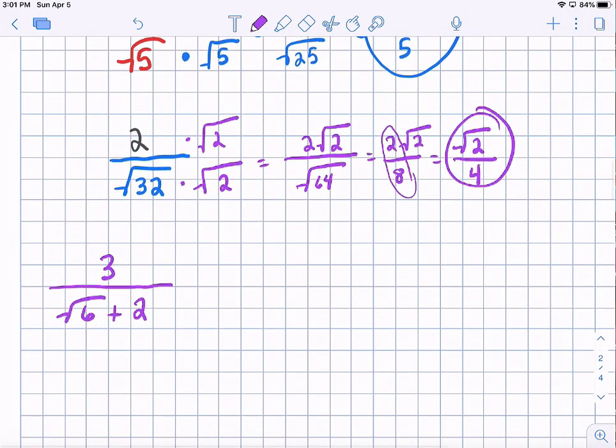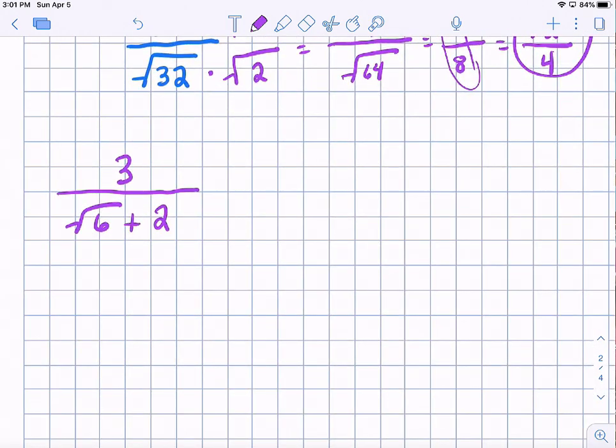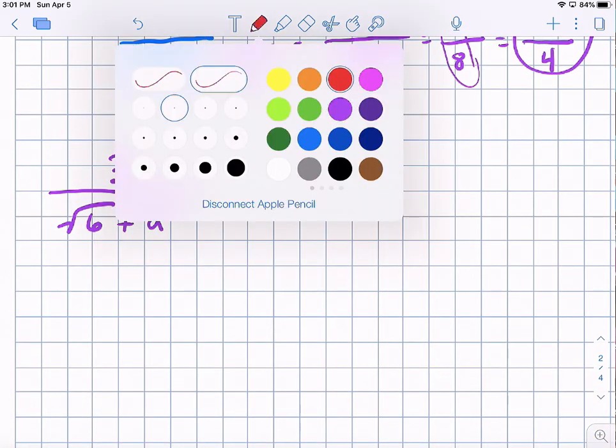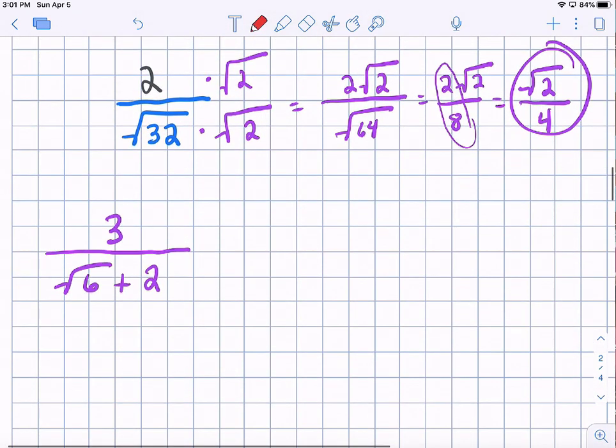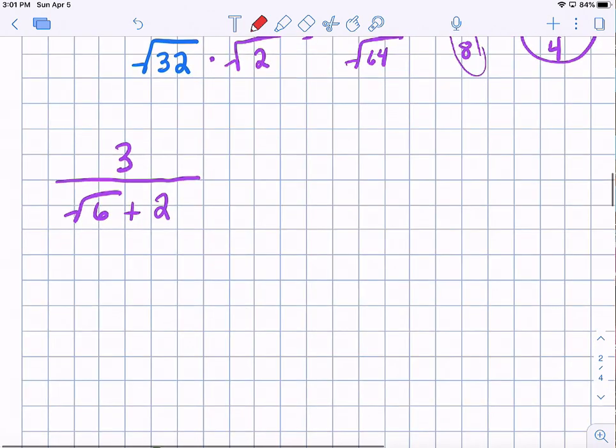So what happens when we have something like this? I have 3 over the square root of 6 plus 2. How do I rationalize that? How do I get rid of that square root of 6? Unfortunately it's not as simple as what we did up here, of just multiplying by the square root of 6 to get the square root of 36, because there's 2 things down there. There's a square root of 6 and there's a plus 2. There's 2 things there, so I can't just multiply by one thing. So here's what we're going to do.